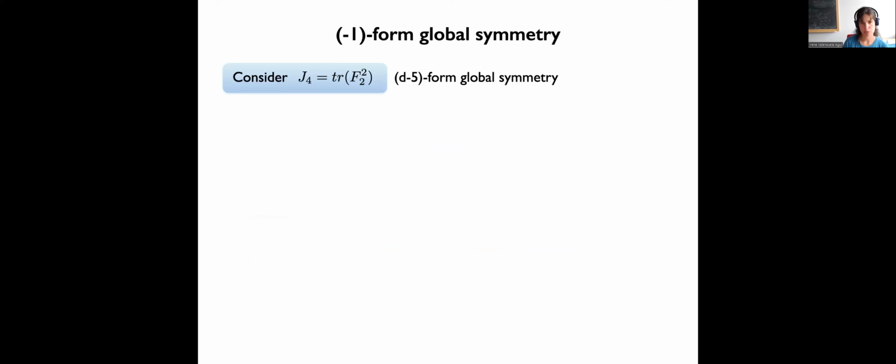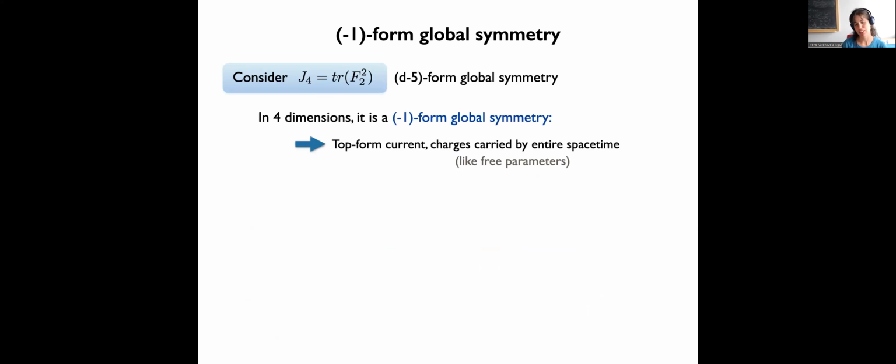And the last thing to consider, like I'm also putting here open questions to think about, is that this D-5 global symmetry I'm talking about in 4 dimensions is a bit exotic because it actually corresponds to a -1 form global symmetry. In higher dimensions it's a usual symmetry, we can understand it very well, but in 4 dimensions it's a -1 form global symmetry. So you could ask whether this makes sense. What does a -1 form global symmetry mean? How can we properly formulate this?